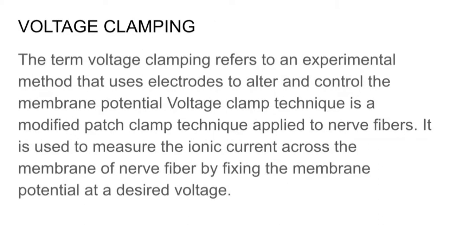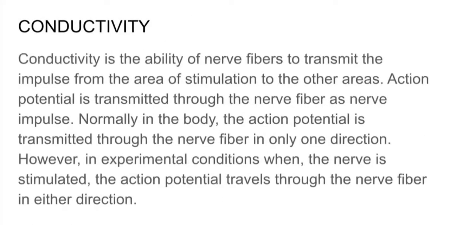Voltage clamping. The term voltage clamping refers to an experimental method that uses electrodes to alter and control the membrane potential voltage. Voltage clamp technique is a modified patch clamp technique applied to nerve fibers. It is used to measure the ionic current across the membrane of the nerve fiber by fixing the membrane potential at a desired voltage.